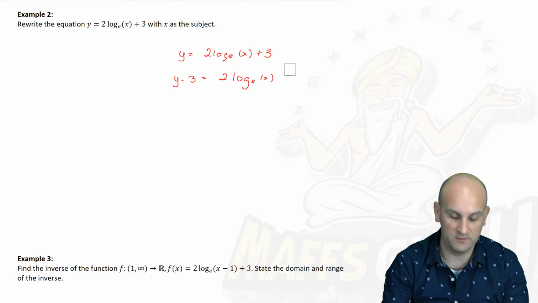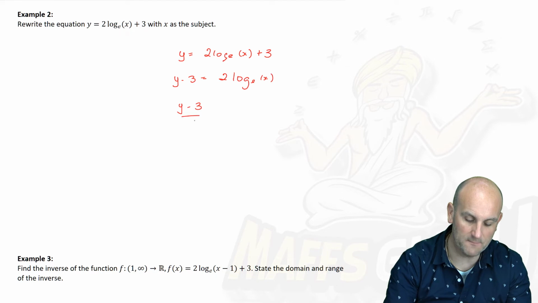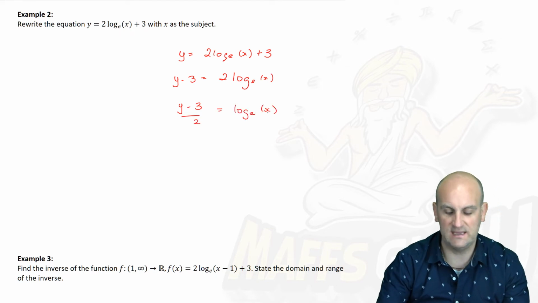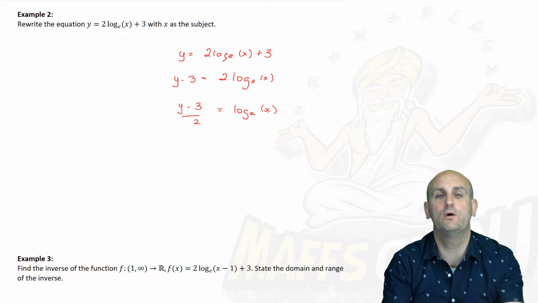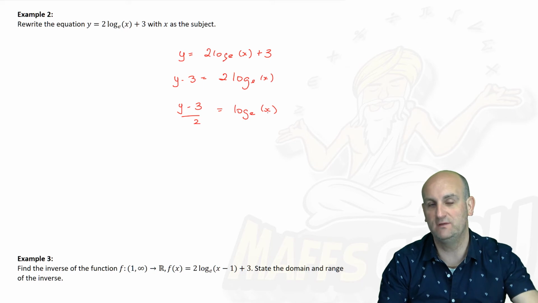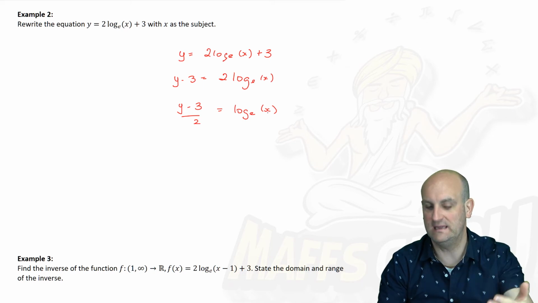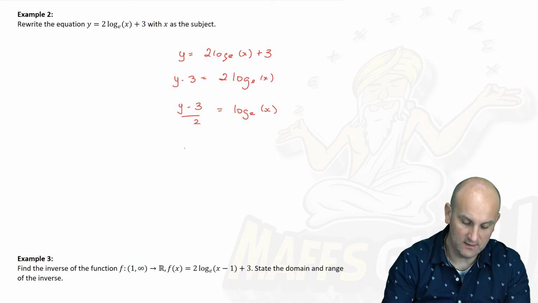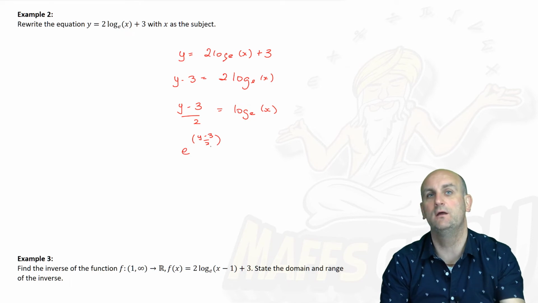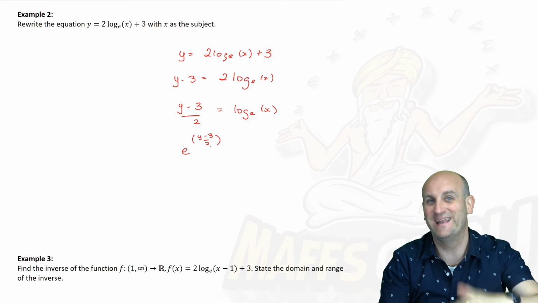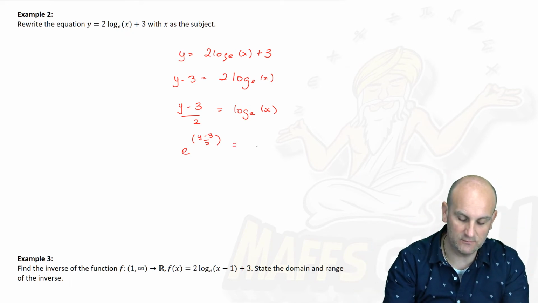I'm just going to divide both sides by 2 to give me y minus 3 divided by 2 is log e to the x. And how am I going to get rid of that log base e? Well, because logs deal with powers, I'm going to raise everything to the power of e. That's the way I'm going to get rid of that log e. So here is e to the power of y minus 3 on 2. Notice the use of brackets so that the examiner knows that you're keeping that all together and it's an exponent, is equal to the value of x.